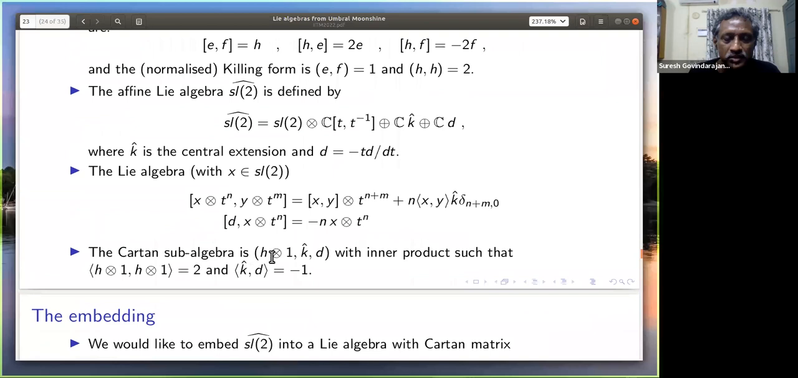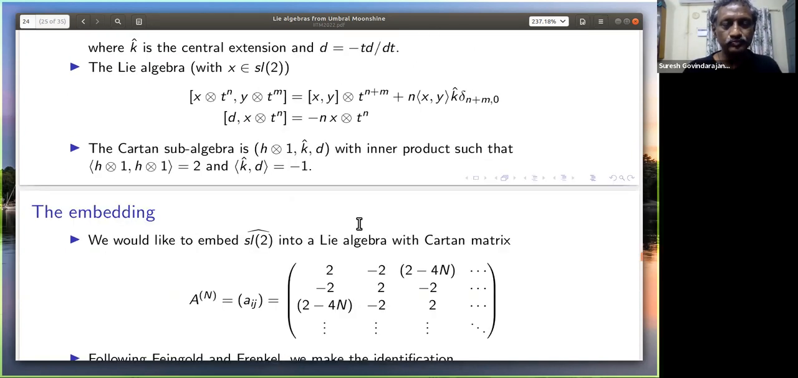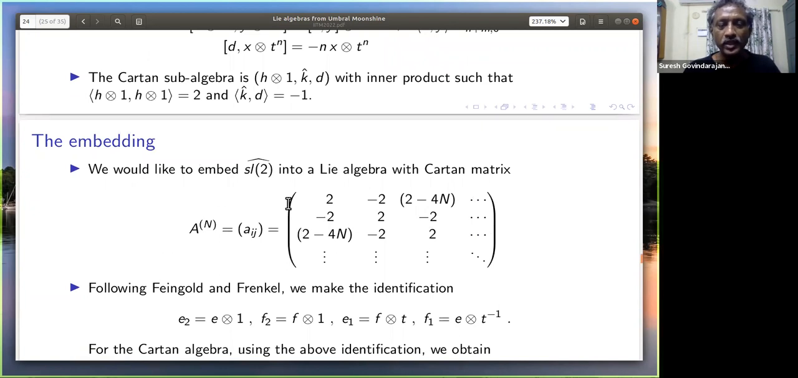And the Cartan subalgebra is three-dimensional. It's H tensor 1, K hat, and D, with the inner product such that (H tensor 1, H tensor 1) is 2, which is just (H,H) equal to 2, and (K,D) is minus 1. So the idea is that the A_N, if you go and look at all of them, they all fit into this pattern. I've just written a 3x3 block. You can even write the next few terms if you want. But you can see here that's a 2, minus 2, 2. That's a pattern. So we pick two of them and we want to embed this SL2 hat into this.